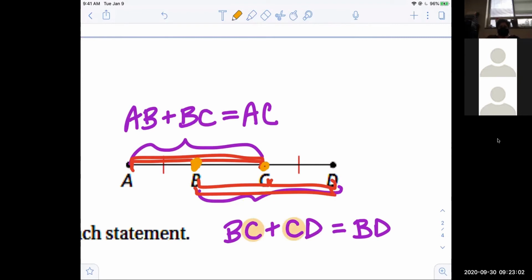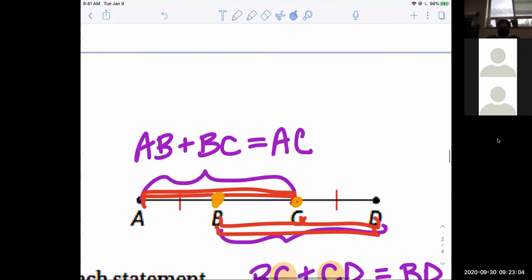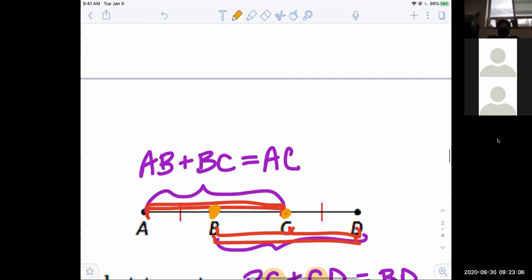Okay, so the reason that it's not transitive is because transitive has to have two equations. This is what transitive looks like.